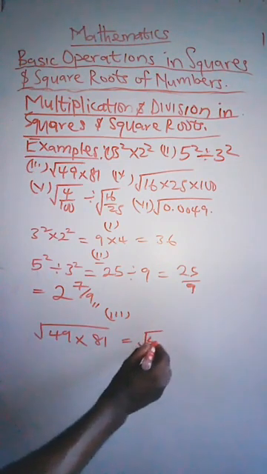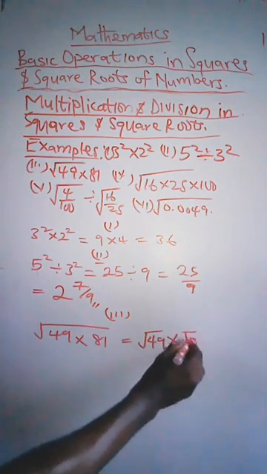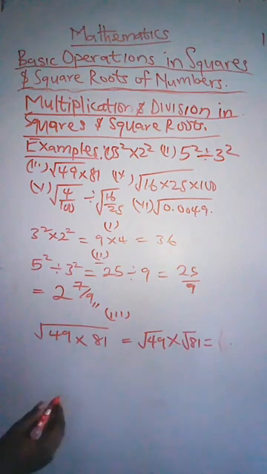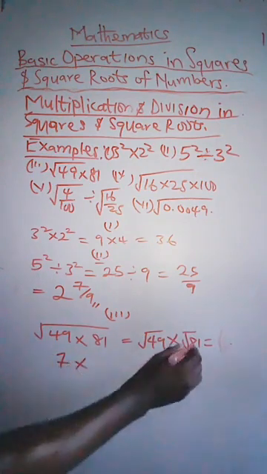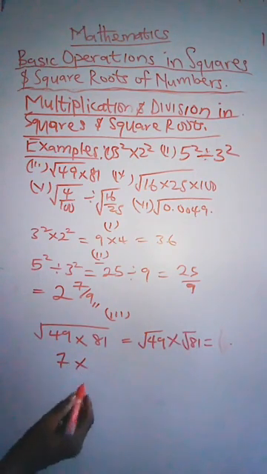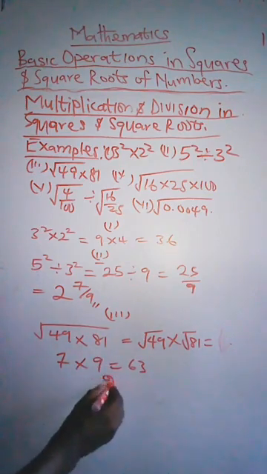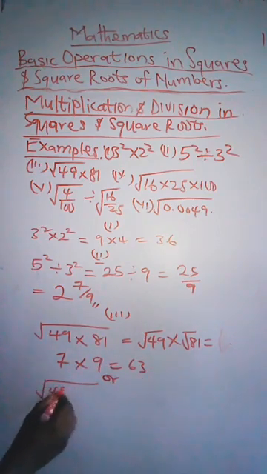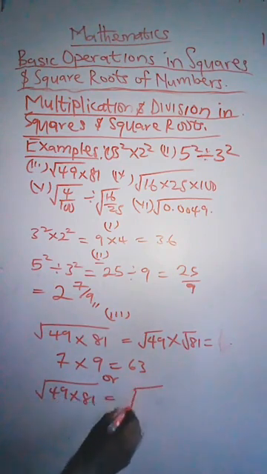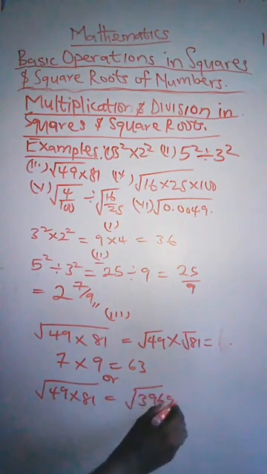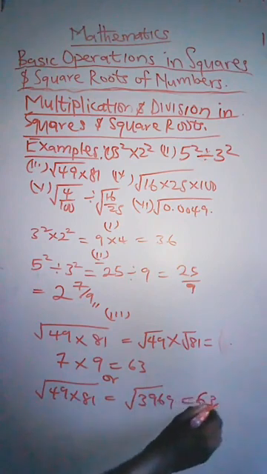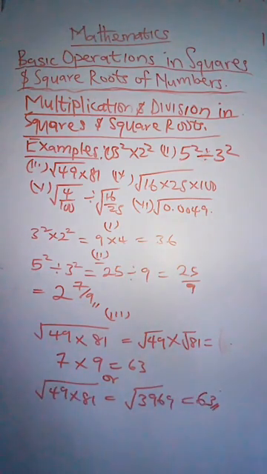So this is square root of 49 times square root of 81. Square root of 49 is 7, and square root of 81 is 9. So this is 63, right? And you can do it directly. 49 times 81 is square root of 3969, and square root of 3969 is 63. Anyhow you want to do it, you are free to do it.